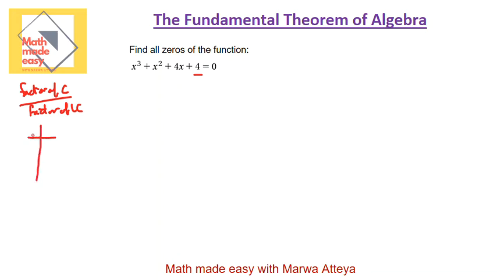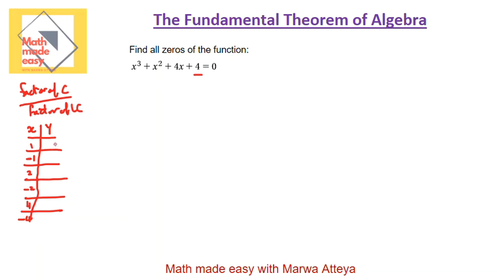I can make a table. This is x and y. It has 1, -1, 2, -2. Try to extend the table a little. And 4 and -4. These are all factors of 4. What you're going to do simply is start substituting for x each of those values and see what you get.